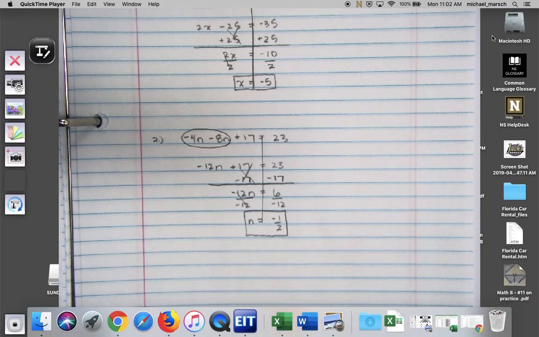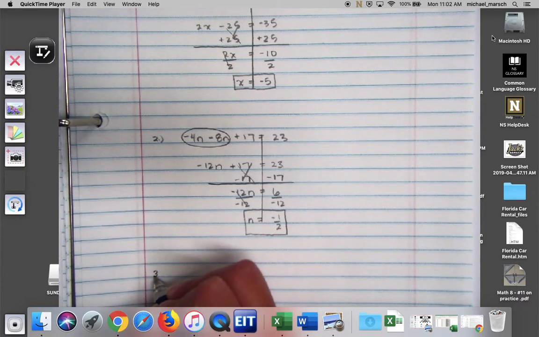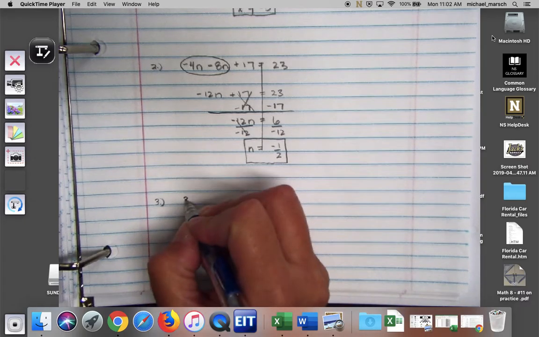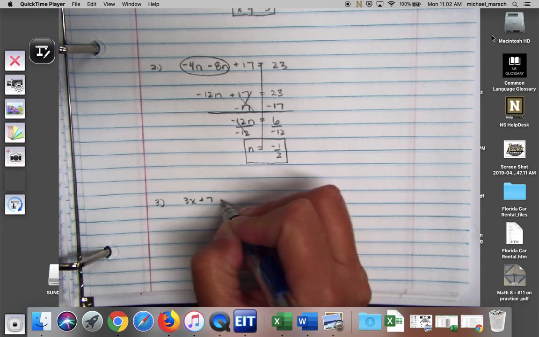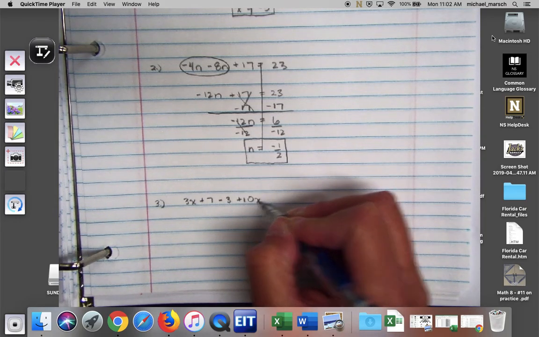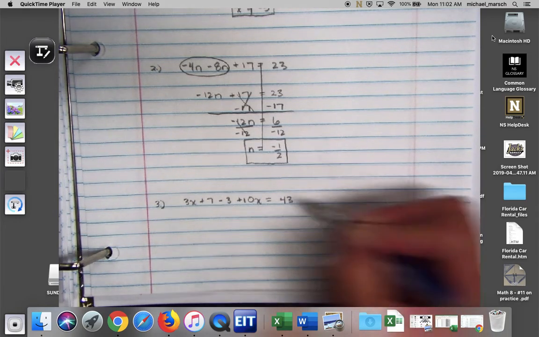Okay, one more. Can you guys fit another one on your paper? Yeah. If you can't, it's okay if you need to go to another paper. 3x plus 7 minus 3 plus 10x equals 43.